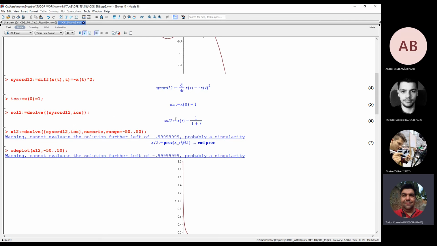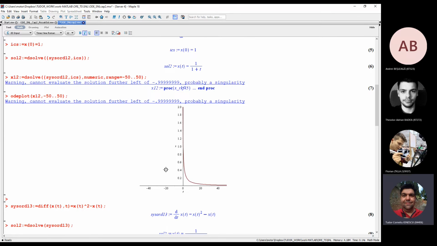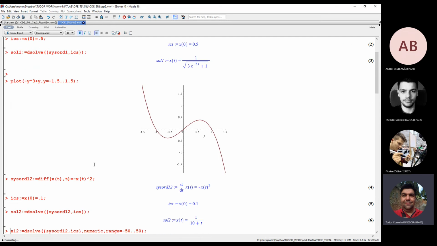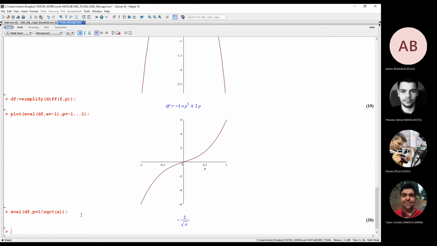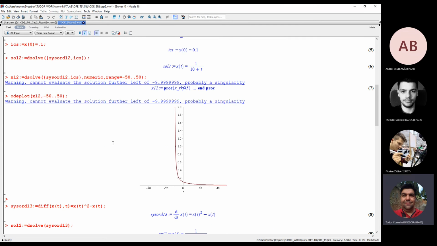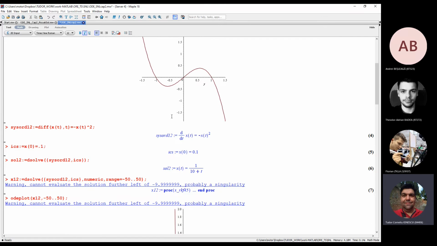So you see here, it's 1 over t. You see the vertical asymptote here, once again. Okay, let's see what happens if you take this. I'm running the whole sheet once again. So it's pretty much the same. The vertical asymptote, because of this, you see, at t equal minus 10, there is a finite escape time of this system. It's always going to have that.